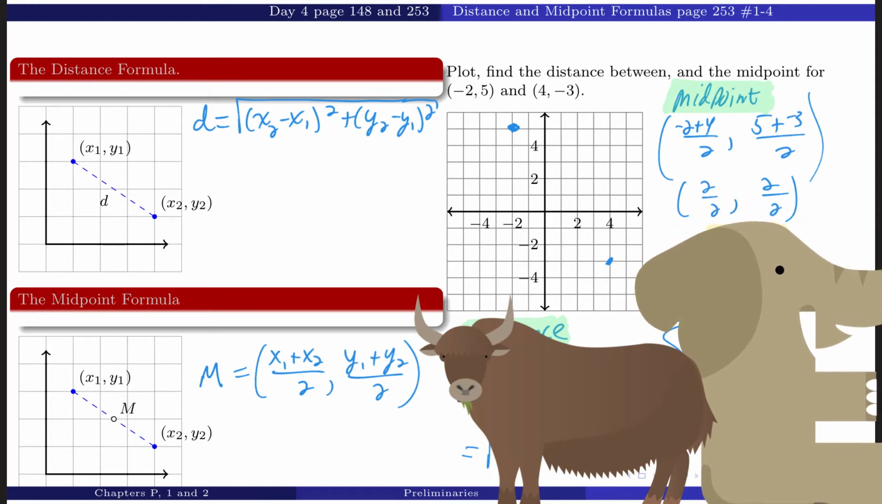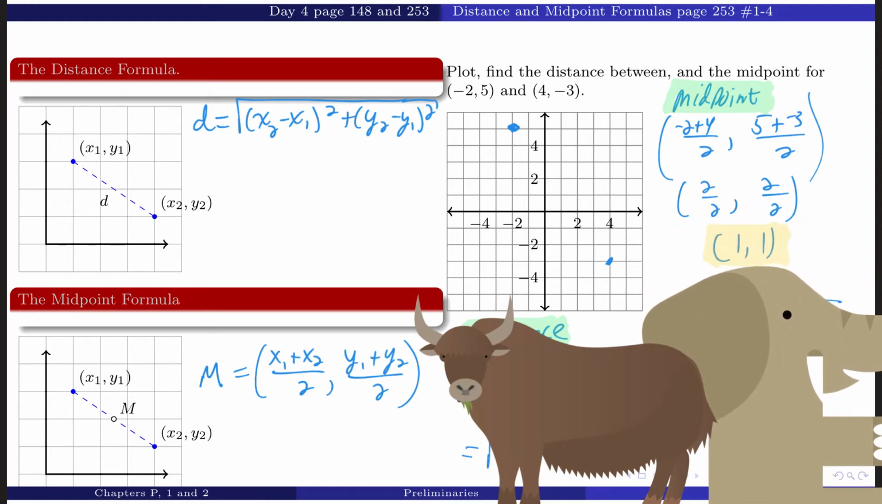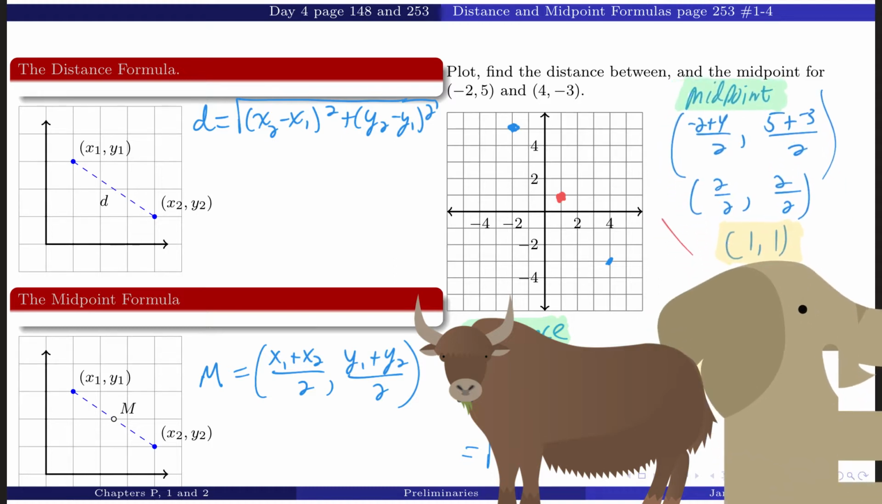You get 2 over 2 and 2 over 2, which reduces to 1 over 1. It's just a coincidence that both coordinates are the exact same, but according to that formula, we think that the midpoint is at 1, 1, which is right there, and that certainly does look like that might be the midpoint between those two blue points. So now moving the yak out of the way to get the next answer.